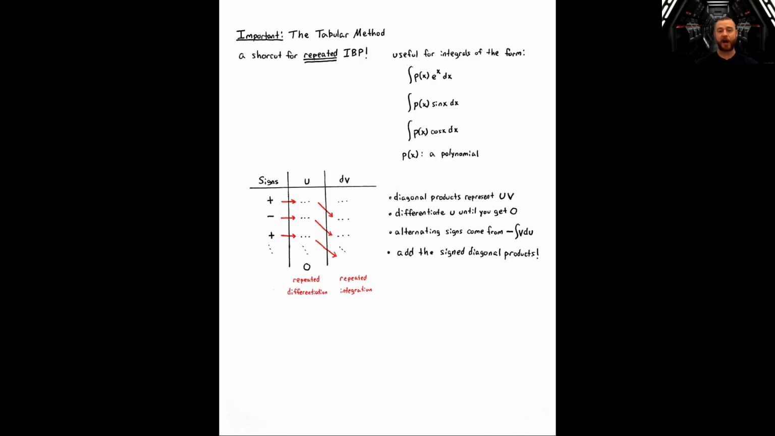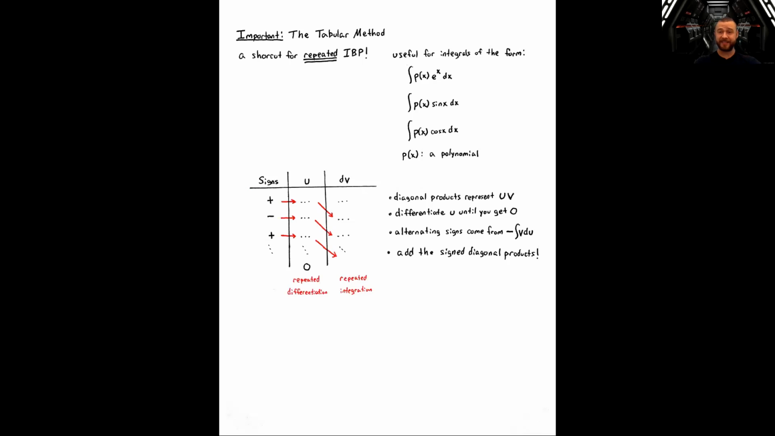Now, how we extract our answer here is we add all of the uv terms, which are the signed diagonal products. We multiply the sign across to u and then diagonally down to dv. We sum all those terms up, and the signed diagonal products would be part of your antiderivative.